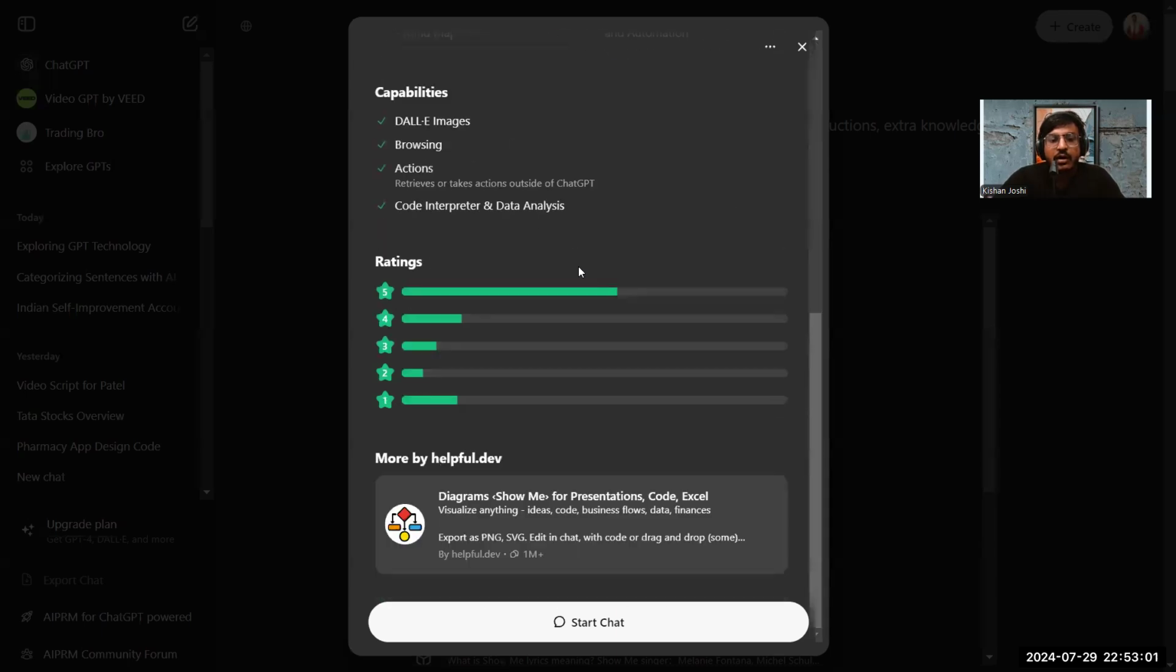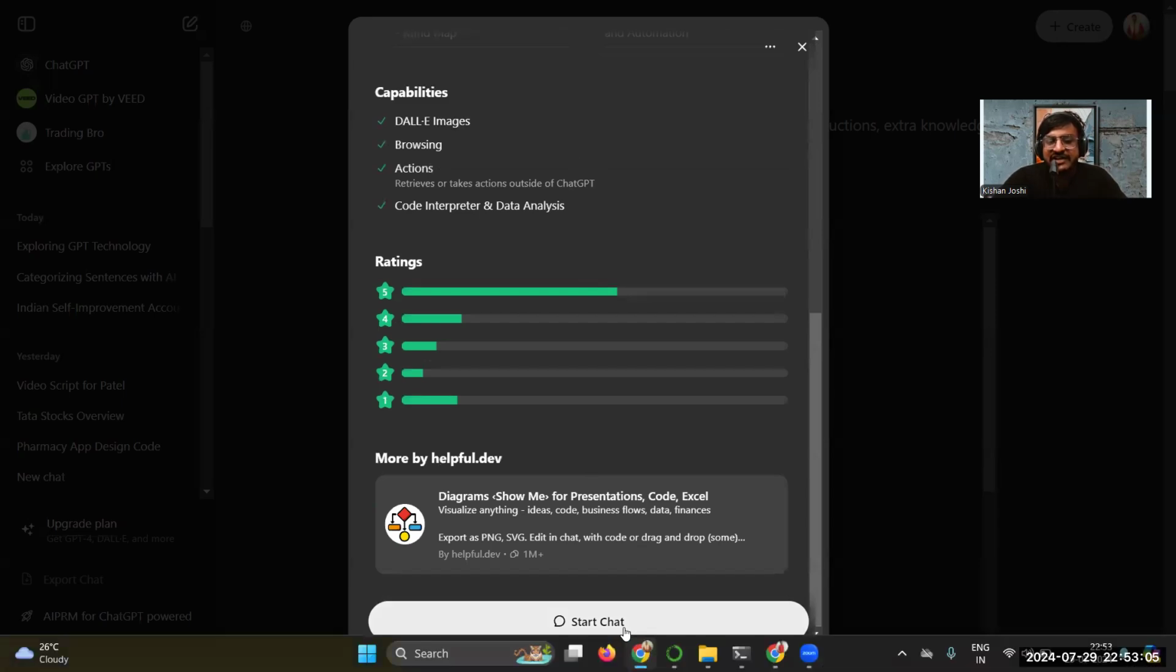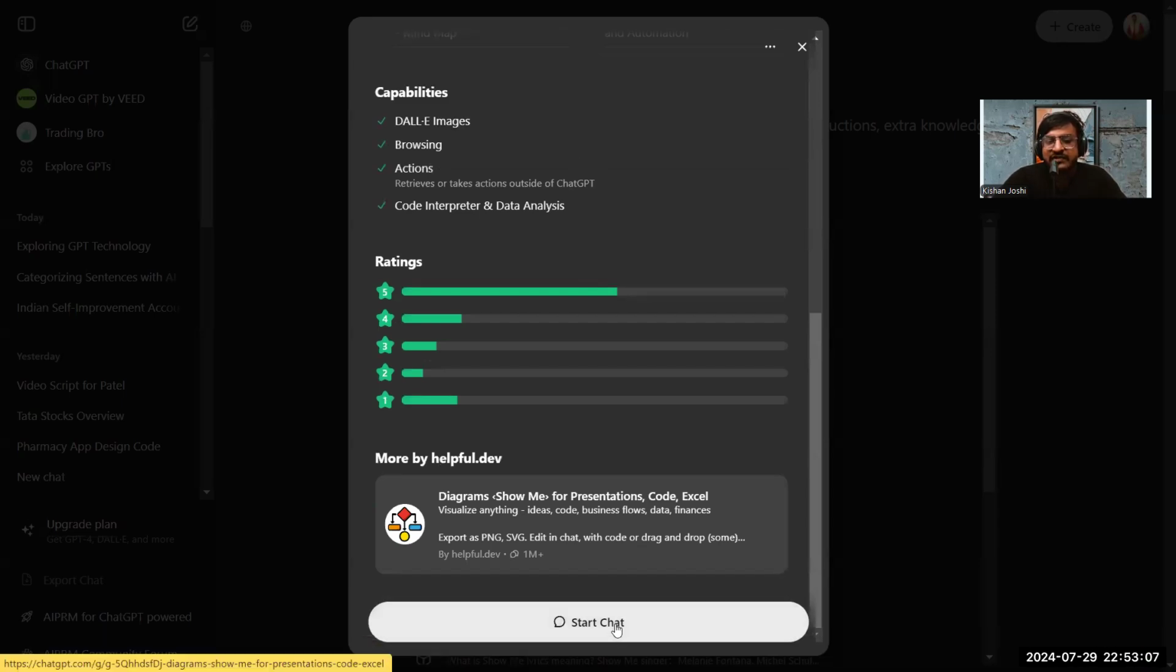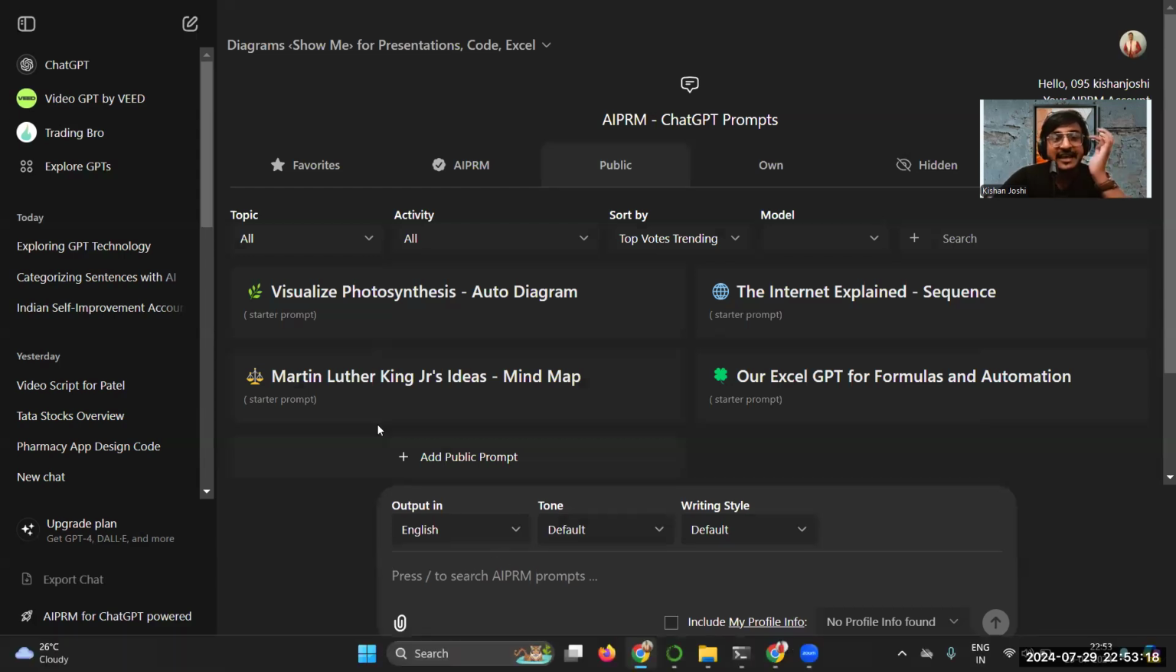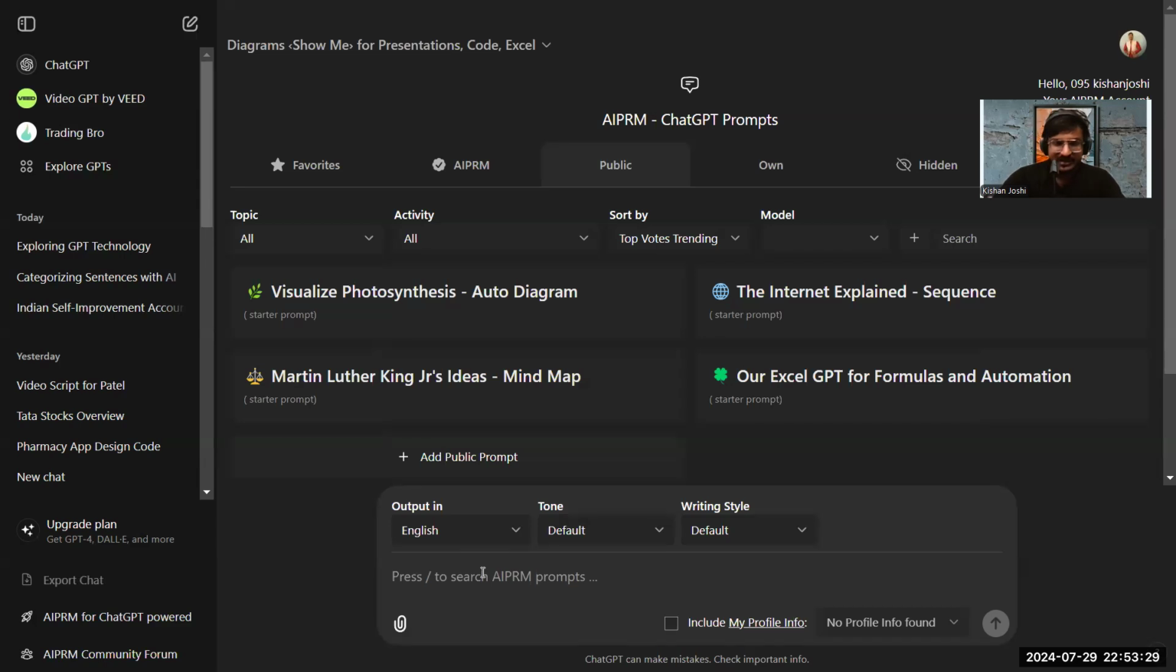Go and click on Start Chat, and directly you can start with the entire GPT. This is great stuff. So we are here. You can see on the left-hand side Diagram: Show Me for presentation, code, and Excel. Which level of diagram can it generate? Let me ask ChatGPT.